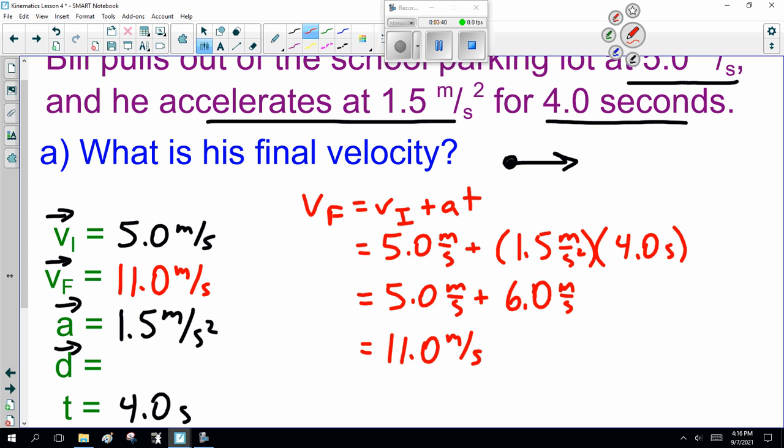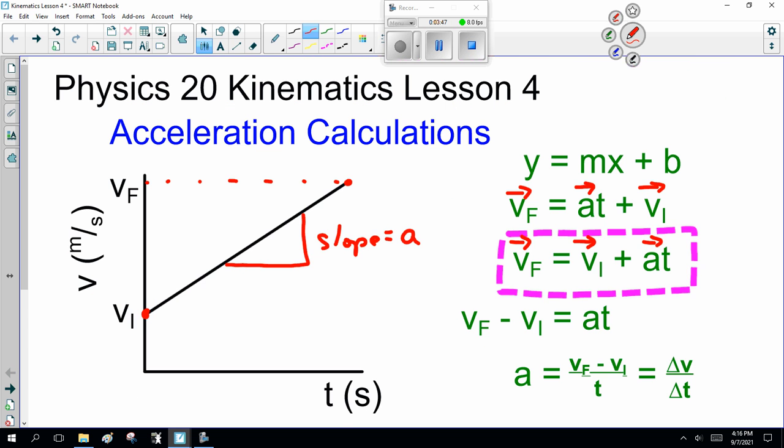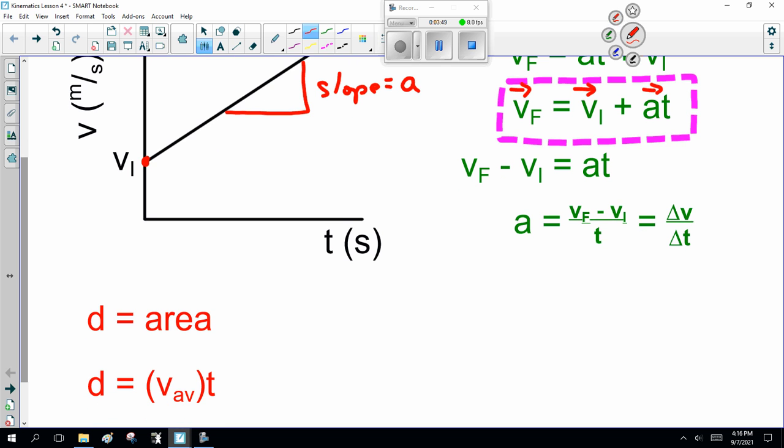Now notice we haven't solved for his displacement yet. We'll get to that. Going back, there's a couple things I want to point out here. First, we can rearrange this equation: velocity final minus velocity initial equals at. Or we get a new formula for acceleration, which is change in velocity over change in time. Well, actually, it's not a new formula. It's one we've seen before.